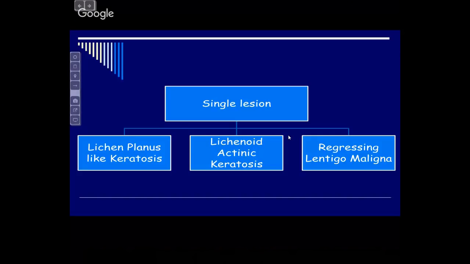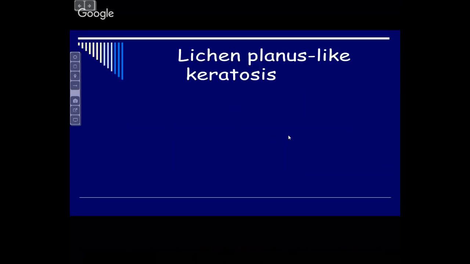So now we'll move on. That was all the multiple lesions. If it is a single lesion that shows a lichenoid infiltrate, what is your differential diagnosis? Either it is a lichen planus like keratosis, it could be a lichenoid actinic keratosis, or it could be a regressing lentigo maligna.